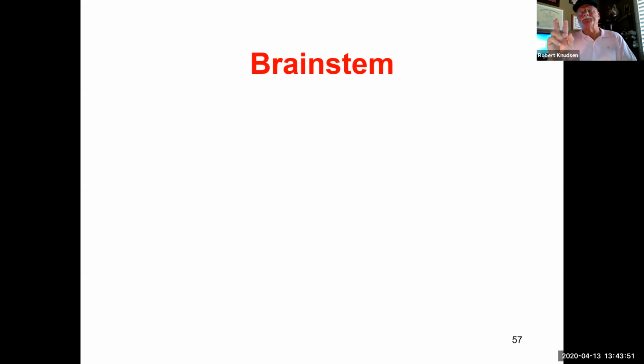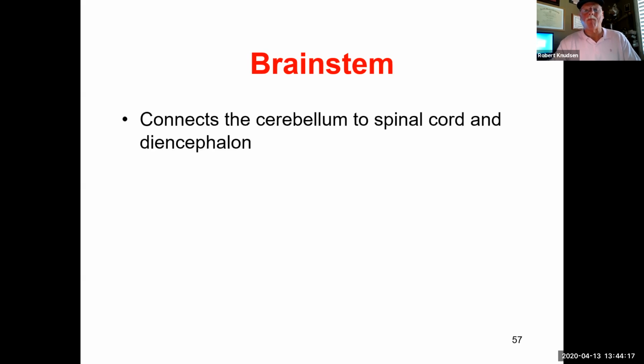Now we're going to go to the third part of the brain. We did the cerebrum, the conscious part of the brain. We did the diencephalon, the thalamuses, and now we're doing the brain stem. Okay, brain stem. That's a continuation of the spinal cord. Goes up through the foramen magnum. Remember that? Also connects the cerebellum to the spinal cord.